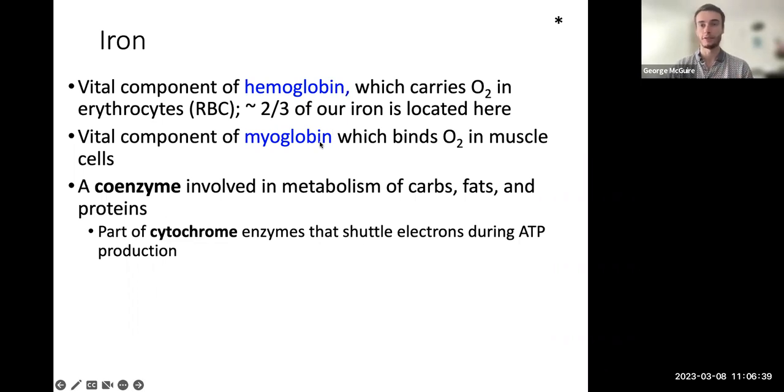Since a majority of our ATP production, our metabolism is occurring in our muscles, that's what's using most of our energy in our body. Having a protein there that can store oxygen in order to power aerobic respiration is really, really helpful in reducing fatigue, allowing that function. And iron is needed in order for these proteins to function by carrying oxygen. It's also involved as a coenzyme in the metabolism of all of our macronutrients, or carbs, fats, and proteins, and is also part of those cytochrome proteins that make up the electron transport chain.